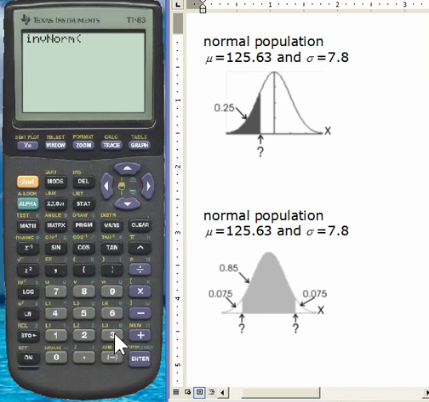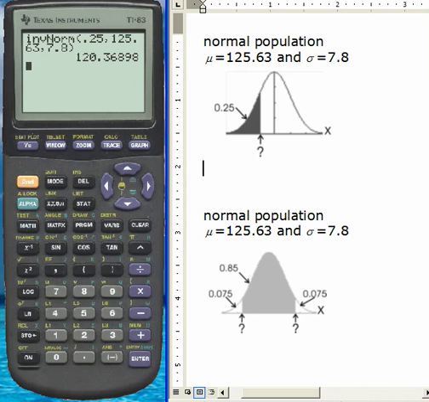Now it needs to know the area to the left of this point on the number line. Well, the area to the left is 0.25. You notice you always enter areas as a decimal. Then we press a comma. Then it needs to know the mean. Well, that's 125.63. Then we press the comma. Now it needs to know the population standard deviation. That's 7.8. Then a right parenthesis, hit enter. So this 120.37, rounding off, is this point on the number line.